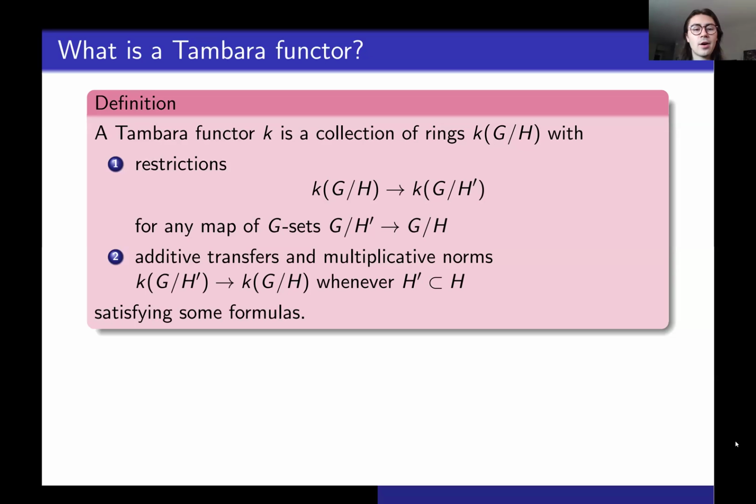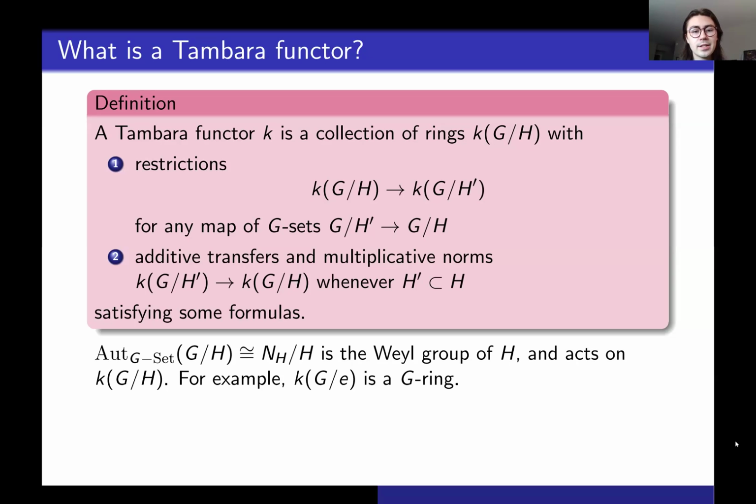So my point is that automorphisms of G sets are going to give us automorphisms of our rings. In particular, the automorphism group of the G set G mod H is the Weyl group of H. So it's given by the normalizer of H, quotient by H. And generally, we will be working with abelian groups, or H will be the trivial group. And so this Weyl group will be G mod H, or just G when H is trivial.